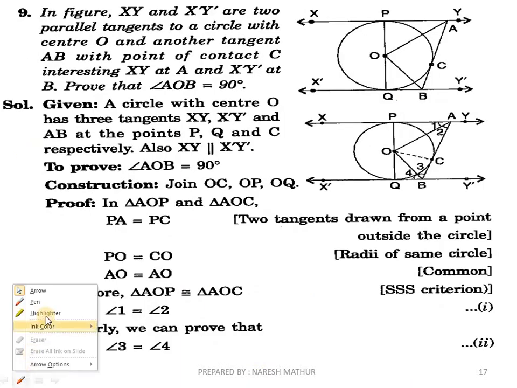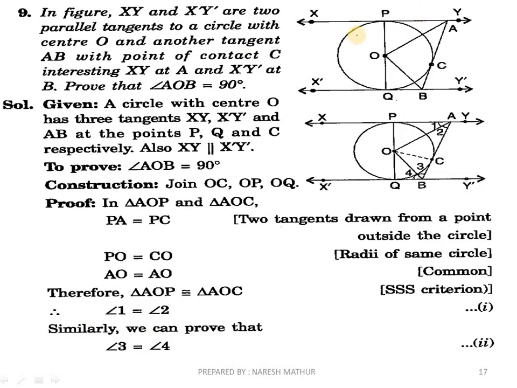Now, in the next question, in the figure, XY and X dash Y dash are two parallel tangents to a circle with center O and another tangent AB with point of contact C intersecting XY at A and X dash Y dash at B. Alright, this is point A and this is B and this point is C. We need to prove that angle AOB equals 90 degrees. We need to prove that this angle is 90 degrees. This is what we need to prove.